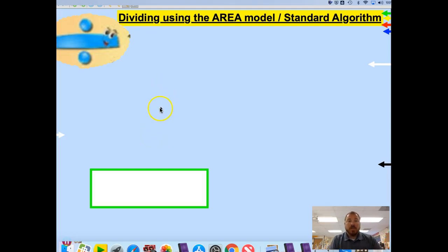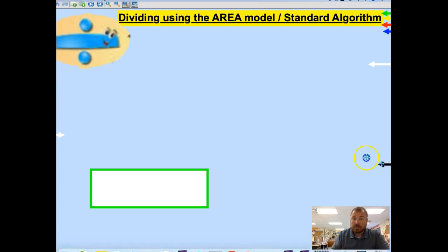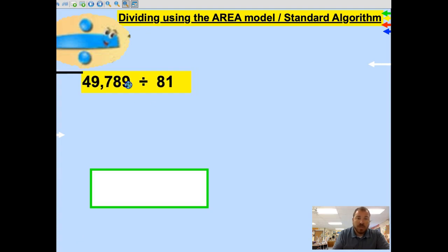All right, today we're going to talk about dividing using the area model and the standard algorithm. We've talked about using both those models or strategies for multiplication, and today we're going to explore some division. I'll bring this problem out. 49,789 divided by 81. I'm going to write this problem using the standard algorithm over here to the right.